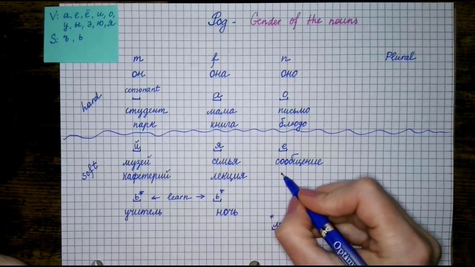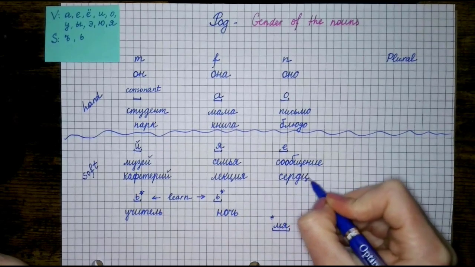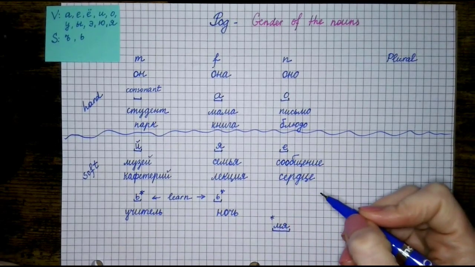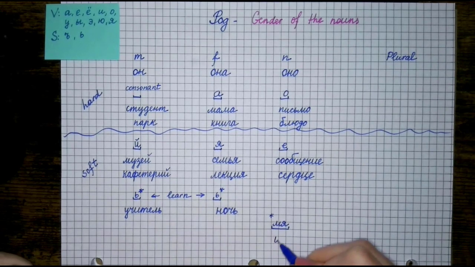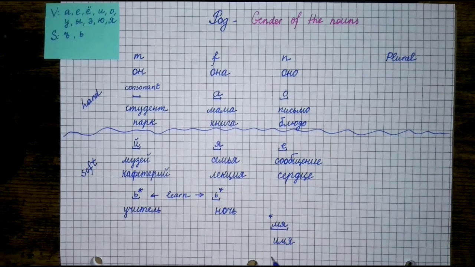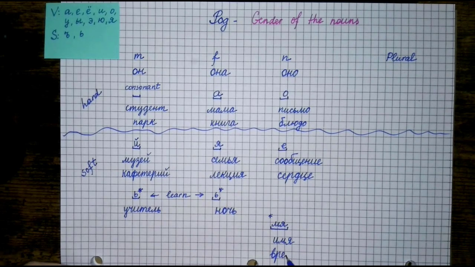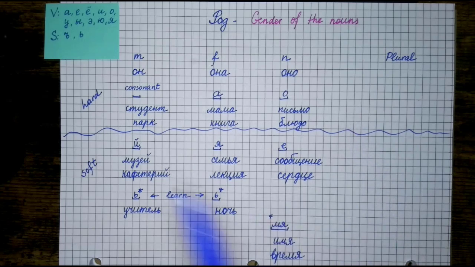One more word in this category will be сердце, which means heart. And I said I will give you one, or actually a couple of words in the category mya. So if a word ends in mya, it's a neutral word. So examples here are имя and время. Имя means name and время means time. So now you know how to recognize the gender of the Russian nouns.